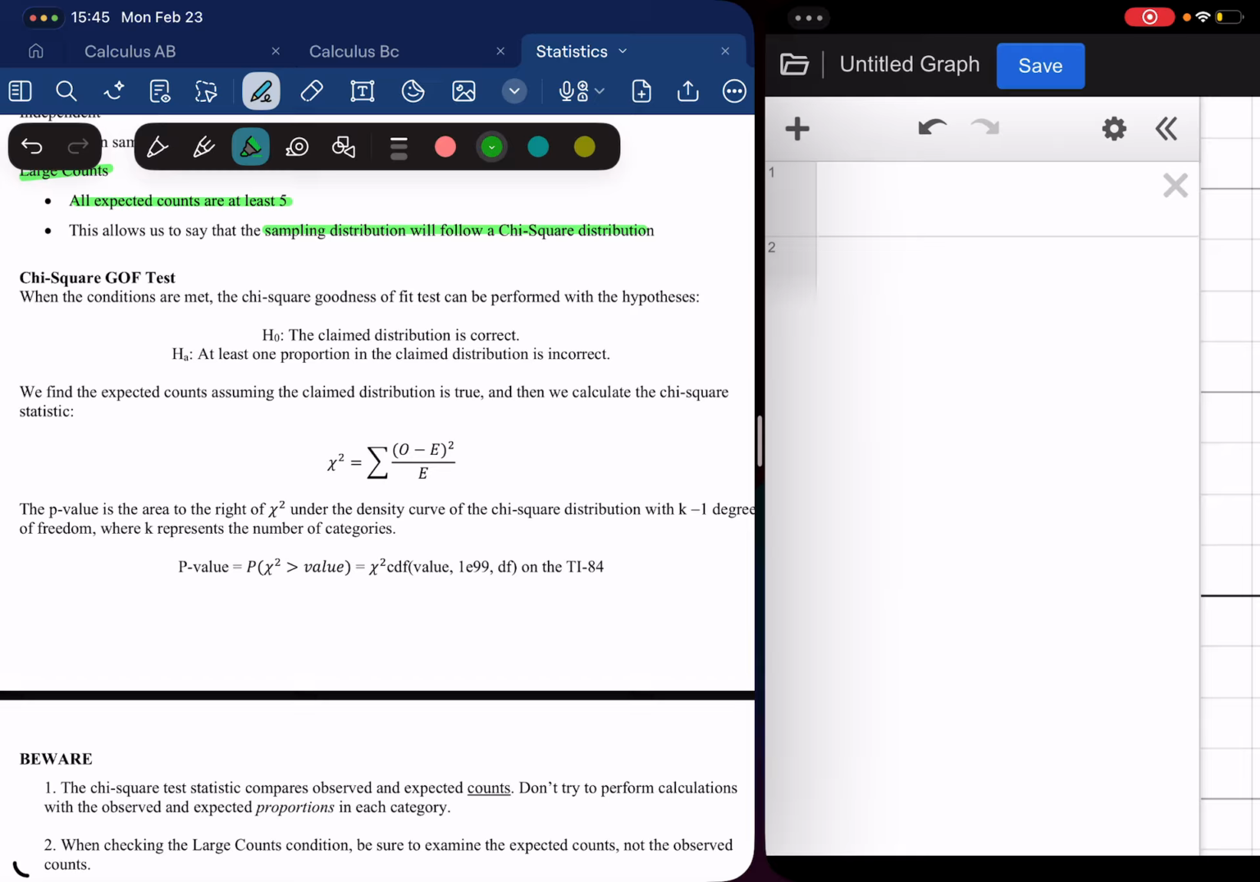Then my alternative, which is always going to be the same, is stating that at least one proportion is incorrect.